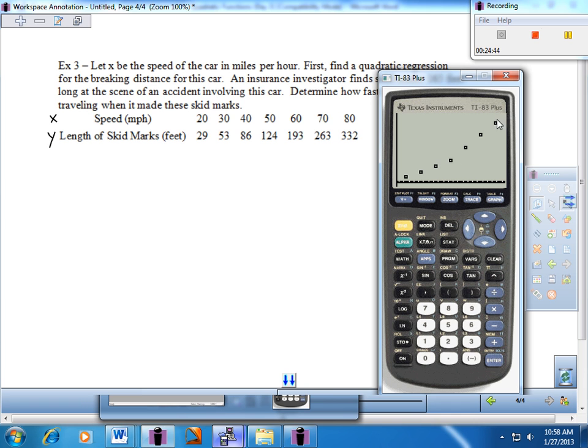According to this, I do want a quadratic regression for it. That apparently is the relationship between the two. So let's go ahead and get that quadratic fit in those marks right there. Looks like obviously a parabola opening up, so you know the a value is going to be positive.